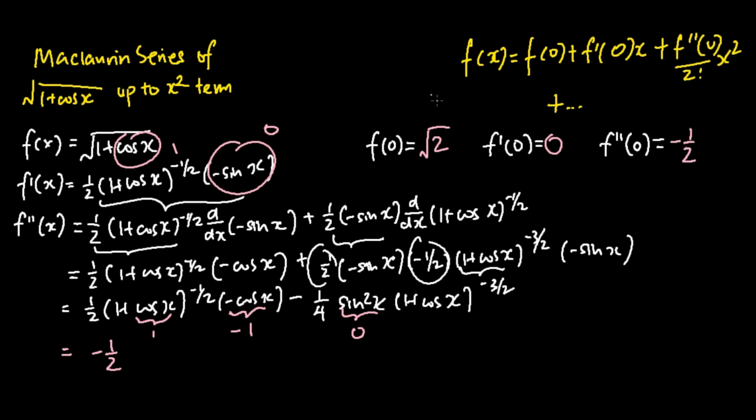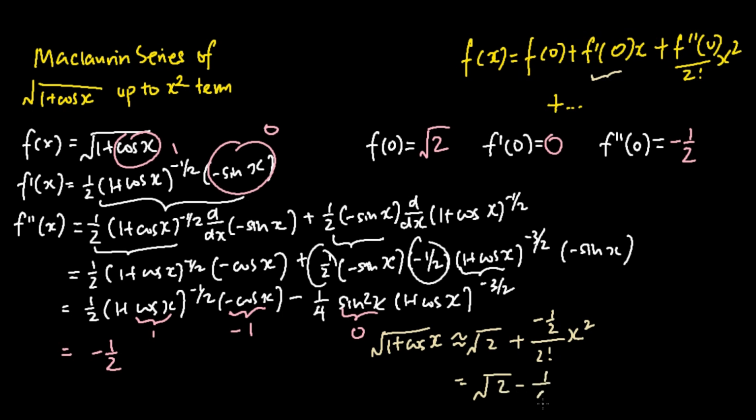Finally, we will use the equation on the top right hand corner of the screen to find the Maclaurin series of square root of 1 plus cosine x. It can be approximated up to the x squared term as follows: f(0) is square root of 2, f'(0) is 0, so we don't have the second term here. And then for the third term, we have f''(0), which is negative half, divided by 2 factorial, times x squared. Simplifying this, we have square root of 2 minus 1/4 x squared.